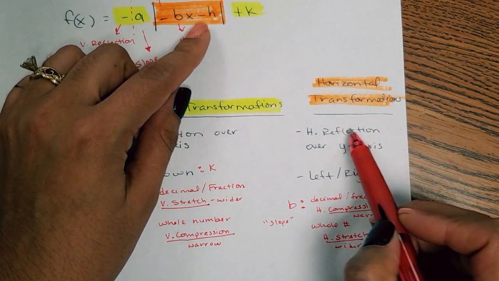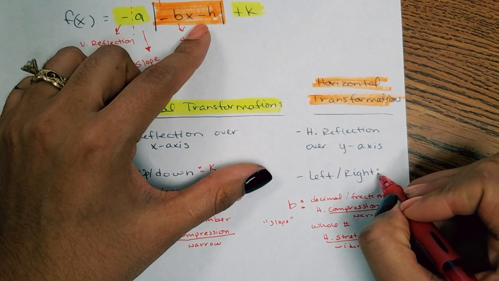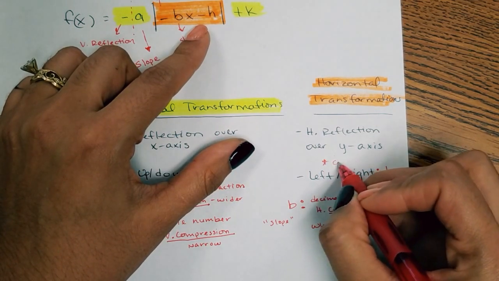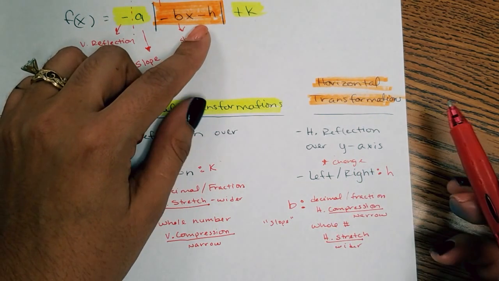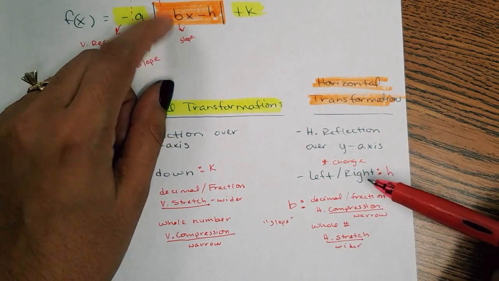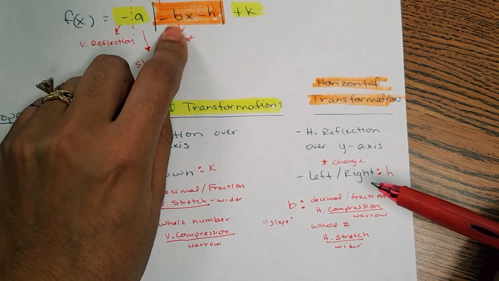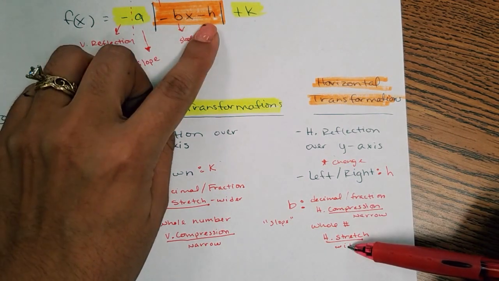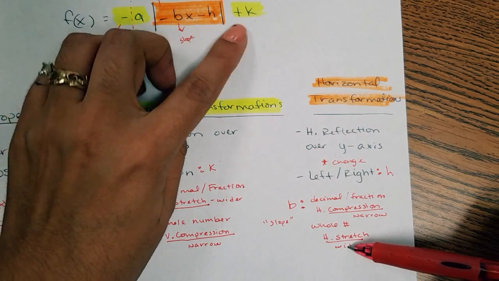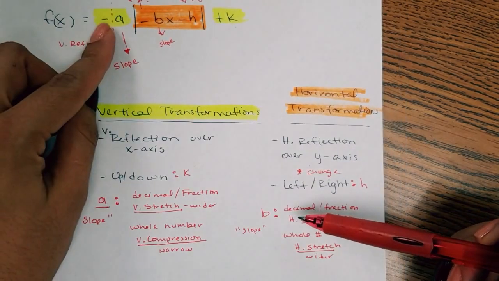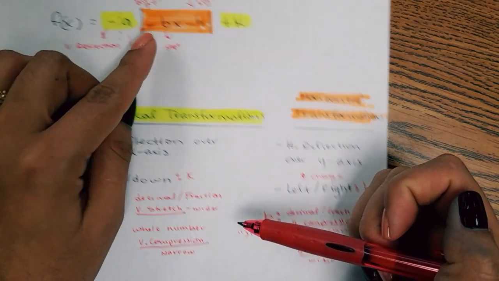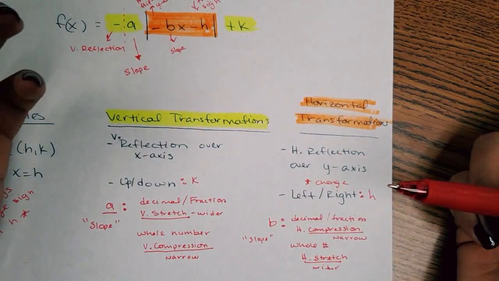Your h, as you know, that's going to move your function left to right, and you always, always, always change the sign on your h. Okay, so your negative is your horizontal reflection, your b is your slope. That's either going to give you a compression or a stretch. H moves your graph left to right. K moves it up and down. The negative in the front flips it over this way, and A is your slope, which is also going to give you a stretch or compression.